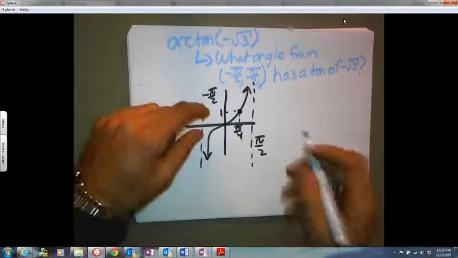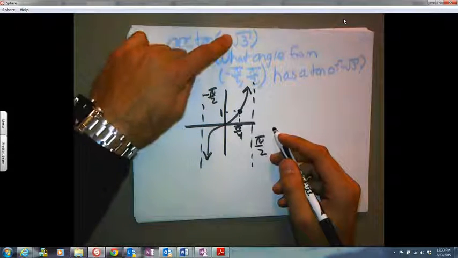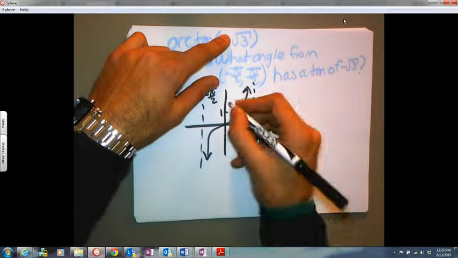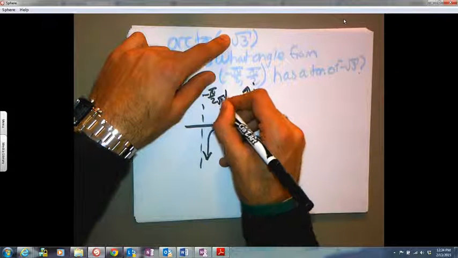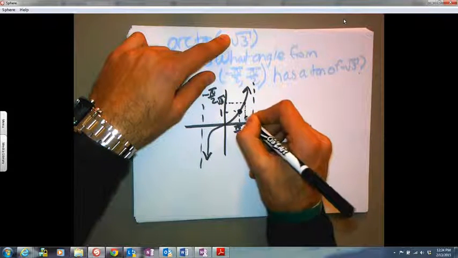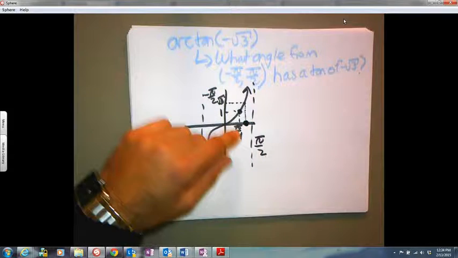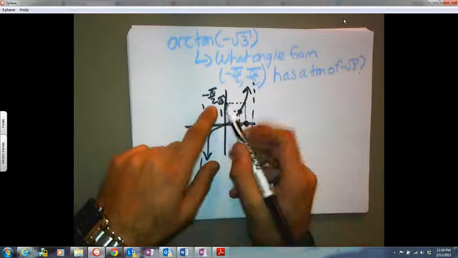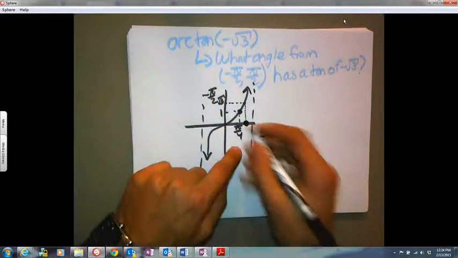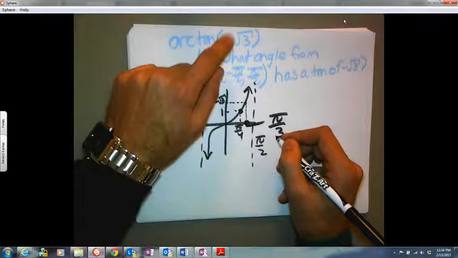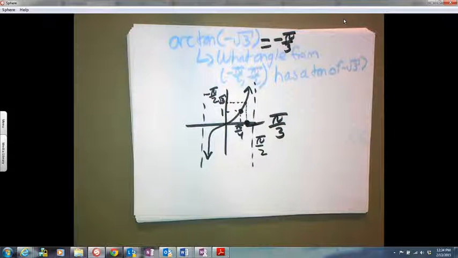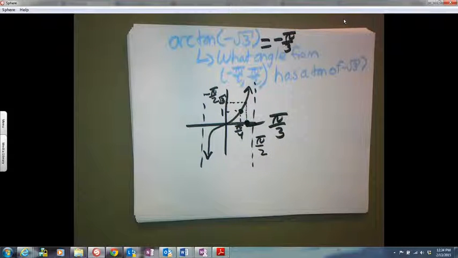And then I'm saying to myself, well, let me just assume this is positive. If this were positive, it would be somewhere here. Here's root 3. There's only one angle between pi over 4 and pi over 2, and that's pi over 3. If we were looking for positive root 3, the answer would be positive pi over 3. We want negative root 3, so we want negative pi over 3. I think maybe 2 people got this right in the whole class. So let me take any questions on this.